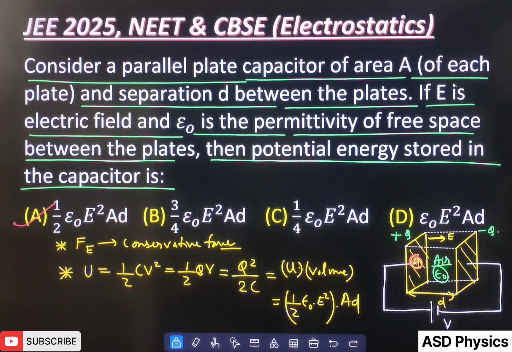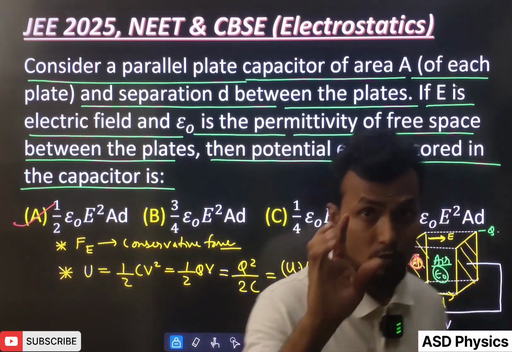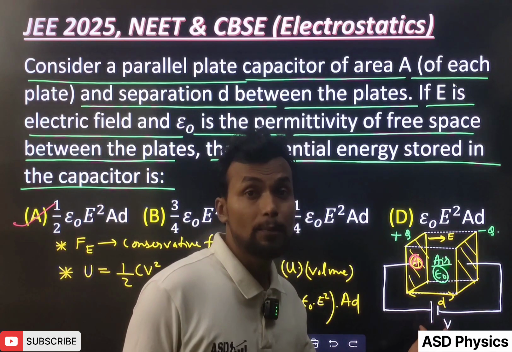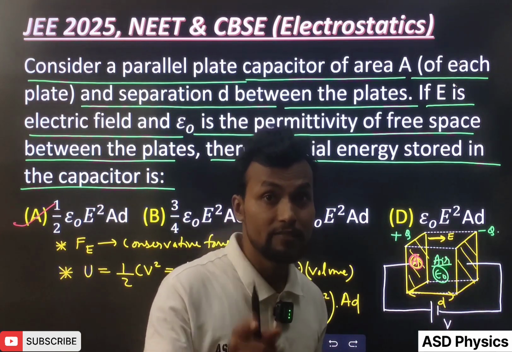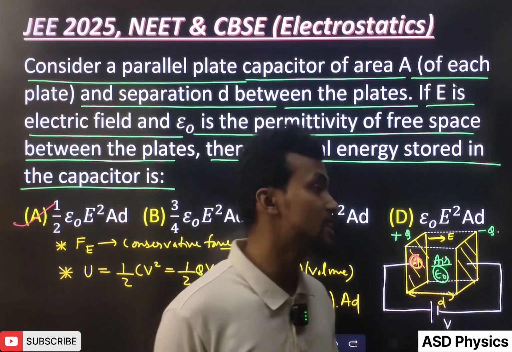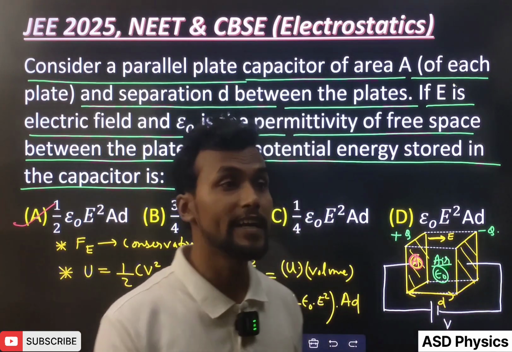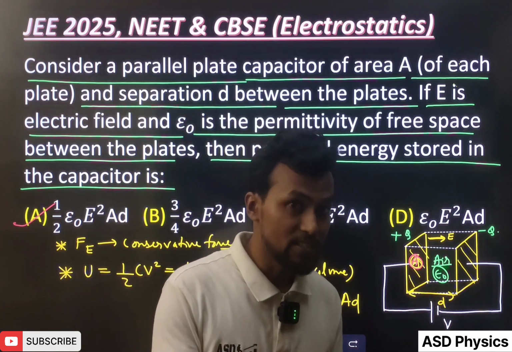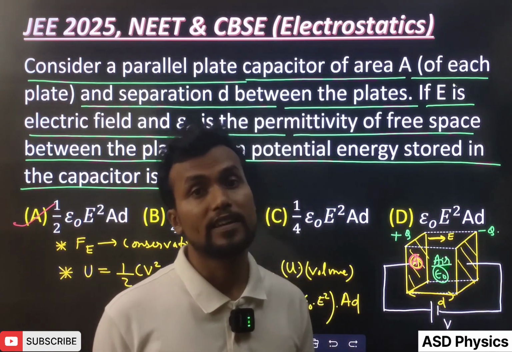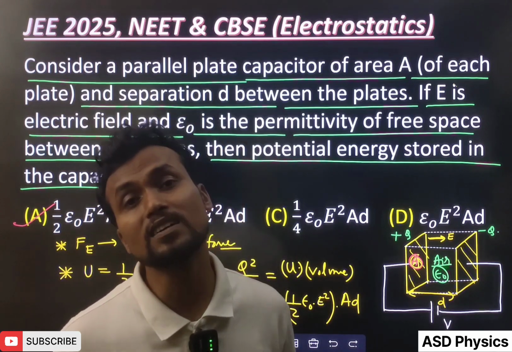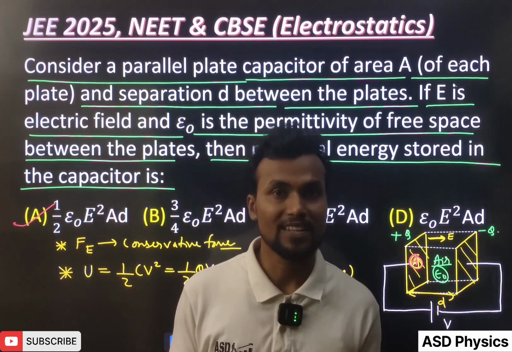Students, I hope you have understood this basic very well. What I told you: the work done by the battery against the electrostatic force, which is a conservative force, will be stored in the capacitor as electrostatic potential energy. Second point: the capacitor opposes the change of voltage. Similarly, the inductor opposes the change of current when it comes to the magnetic field. Keep studying, keep going.